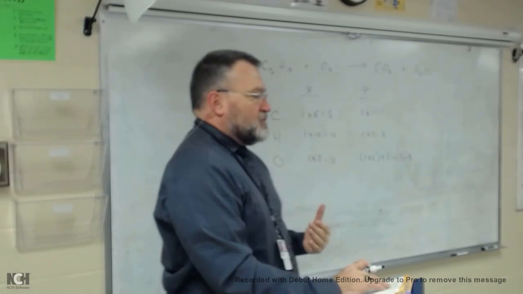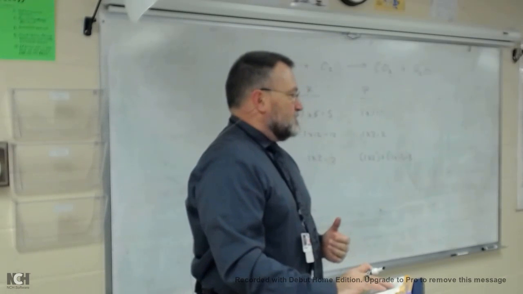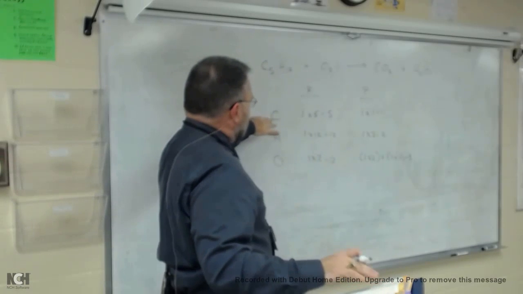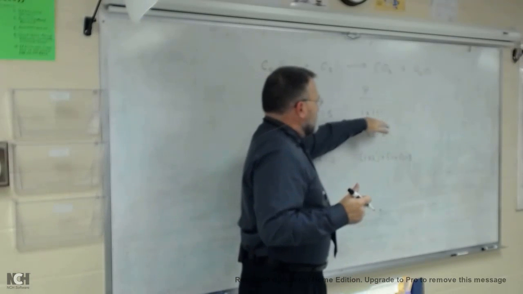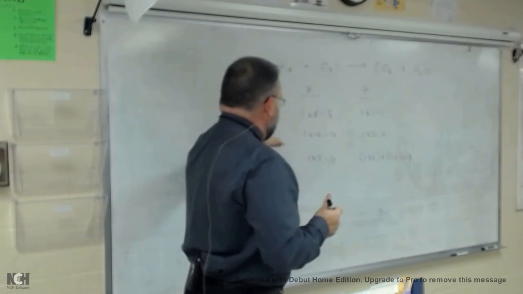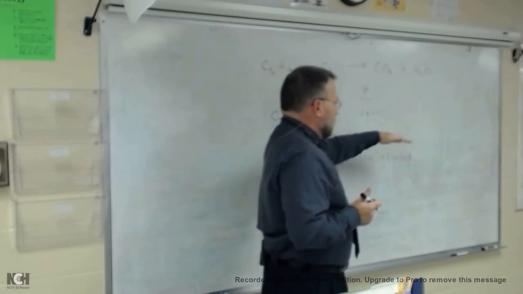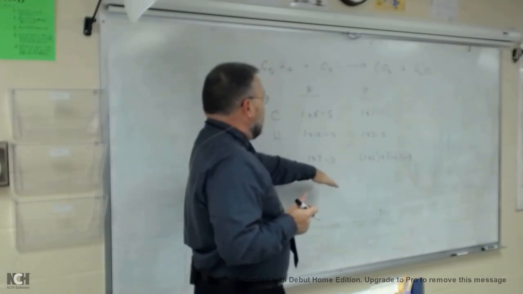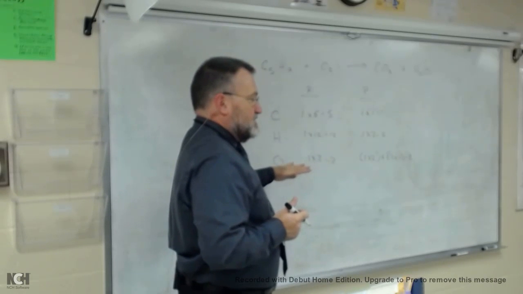Then you ask yourself another question. Where am I lacking? Which do I need more of? In carbons, I need more carbons on the product side. Hydrogens, I need more hydrogen on the product side. And oxygens, I need more oxygens on the reactant side.